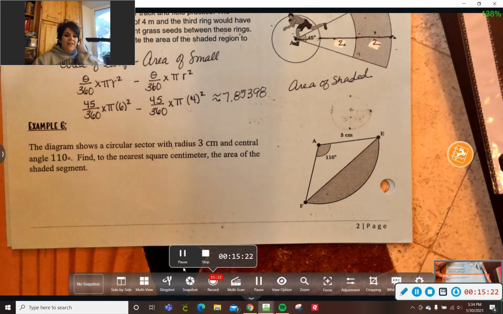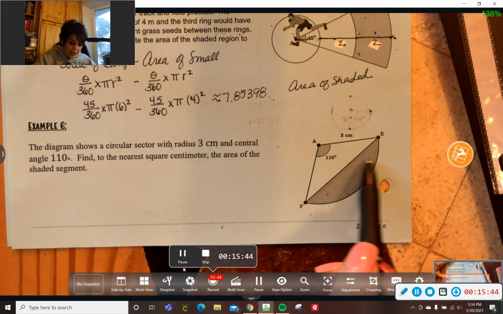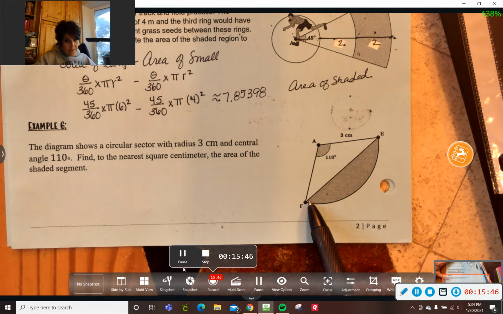Okay, number 6. The diagram shows a circular sector of radius 3 centimeters and a central angle of 110. Find to the nearest square centimeter the area of the shaded segment. Oh, this is going to be good. Okay. So the area of it, so this little area right here. So this is just this little sector.